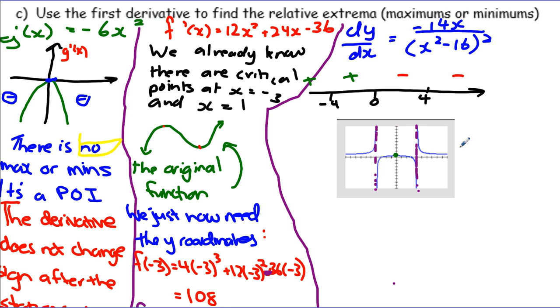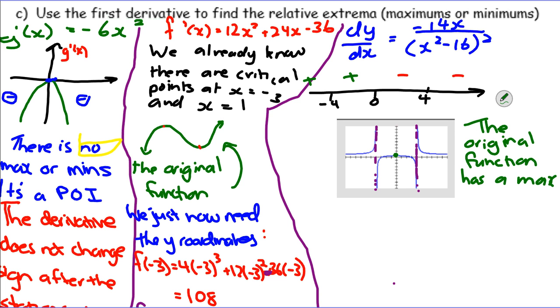So we might want to say the original function has a max at x equals 0. We found it's got a max at x equals 0. What's the only thing missing from my answer? The y value. So we just need the y coordinate now.